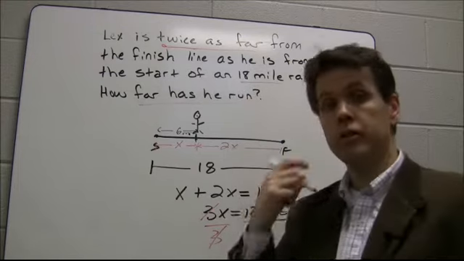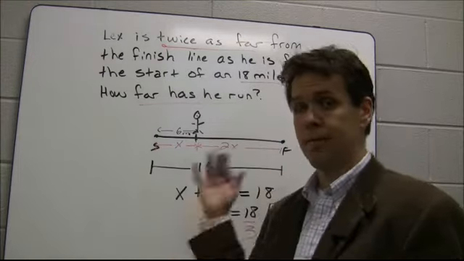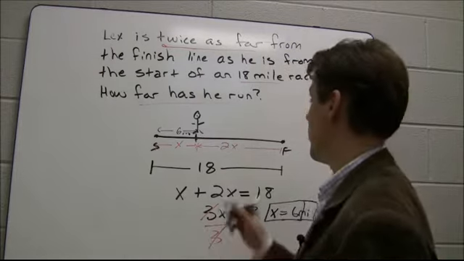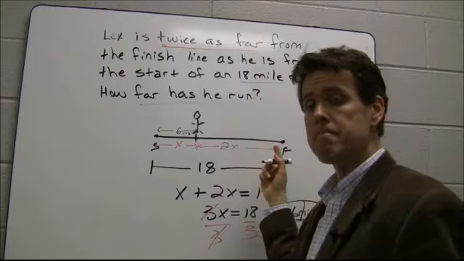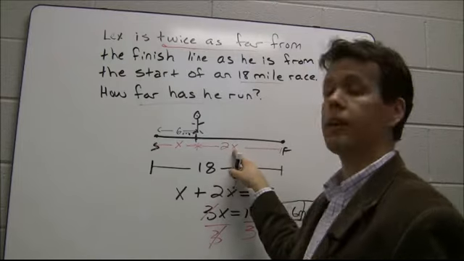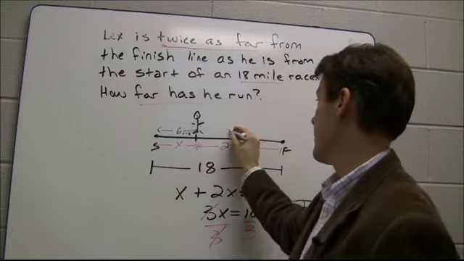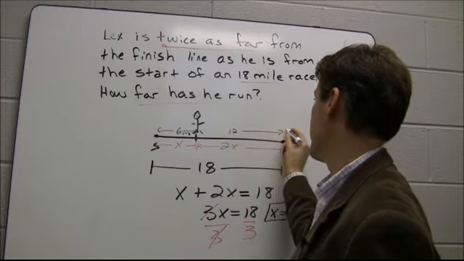So we want to include units on these almost always when we have the application problems. What if the question had asked, how far does he have left to go? Well, we do 2 times x, right? 2 times 6. And this would be 12. It didn't ask for that, but it certainly could have.